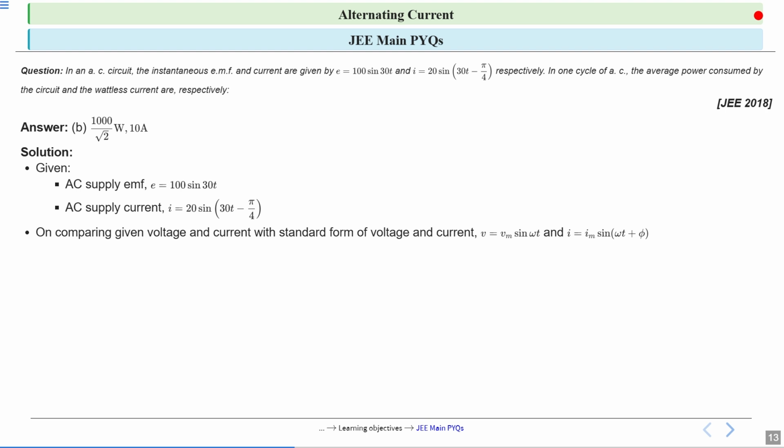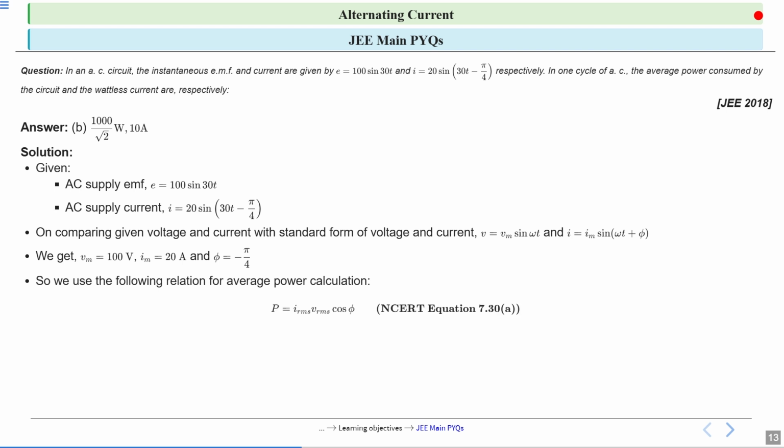From here, Vm is equal to 100 volt, Im is equal to 20 ampere, and phi is minus pi by 4. Omega is 30 radian per second. So we use the following relation for average power calculation. What is the average power? The expression for average power, P equal to IRMS VRMS cos phi, according to NCERT equation 7.30a.